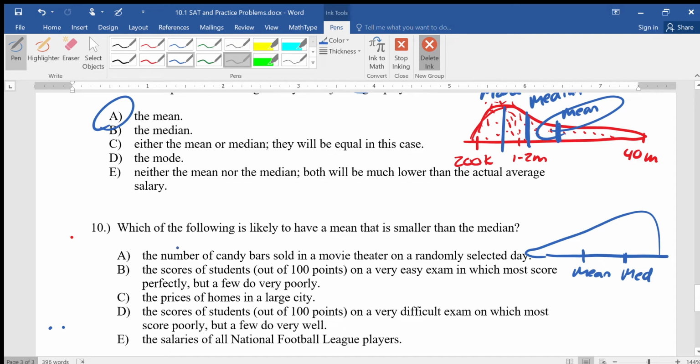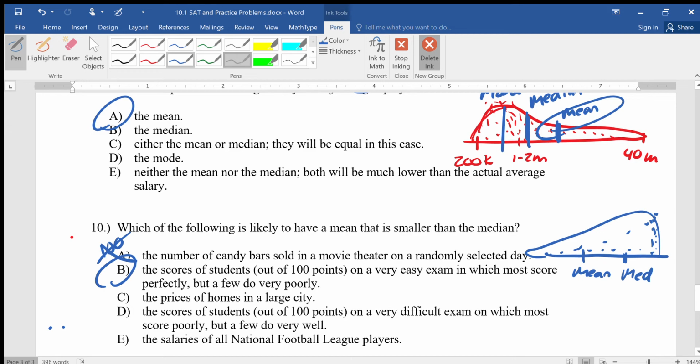All right, A, the number of candy bars sold in a movie theater on a randomly selected day. Well, no, that's just going to be a number. Like how many candy bars did they sell? Well, it might be 100 candy bars. That's just a number. You really can't get a distribution out of that. So A is gone. B, the scores of students on a very easy exam in which most score perfectly but few do poorly. Okay, most are scoring perfect, right? We got a few doing very poorly. So as we drop, it would drop off as we go. So to me, B is the obvious answer.